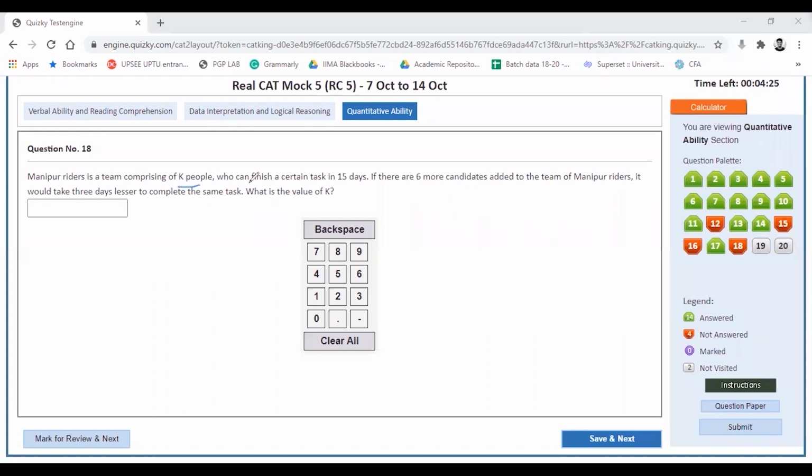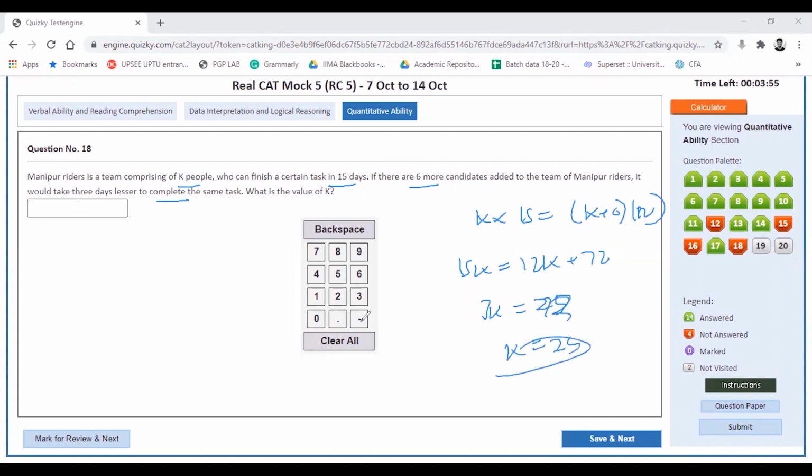This is a team of K people. We can finish in 15 days. If we need 6 more candidates, then it would take 3 days lesser. Okay. So K times 15 becomes equal to K plus 6 times 12 because of the equality of work. 15K becomes 12K plus 72. 3K is equal to 24. Sorry, 3K is equal to 72. Then K becomes equal to 24.